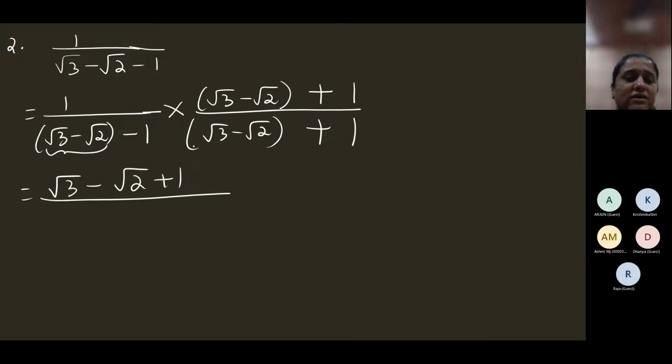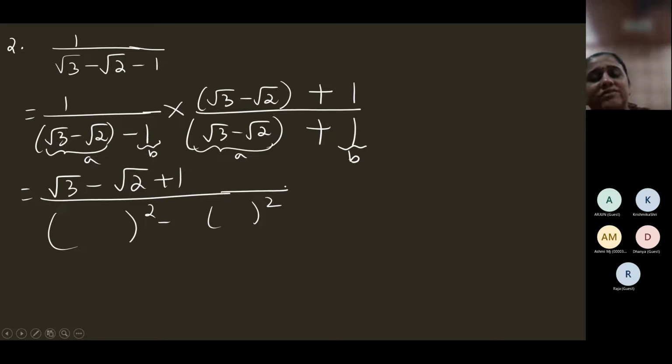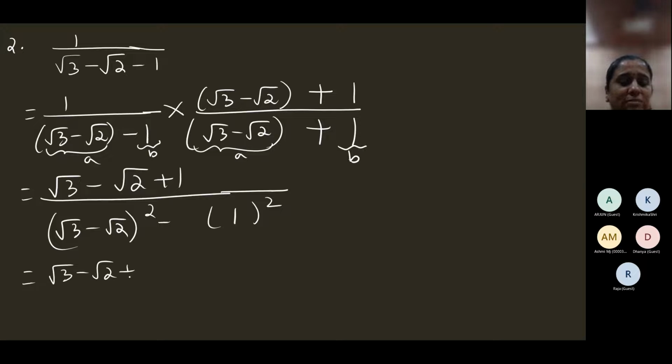This is a, and this is b. A minus b into a plus b is a square minus b square. A plus b into a minus b is equal to a square minus b square. So see, root 3 minus root 2, this is a square minus b square. Now the numerator will come as it is. Root 3 minus root 2 plus 1 will come as it is.